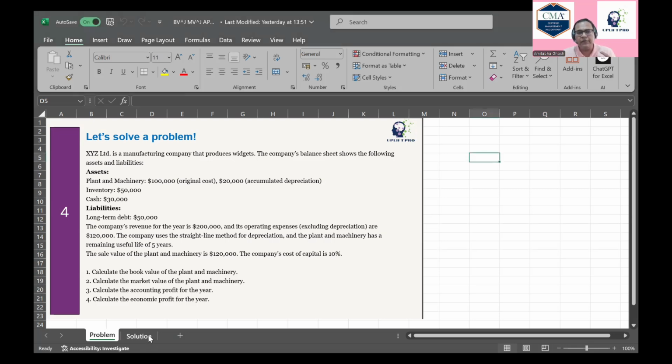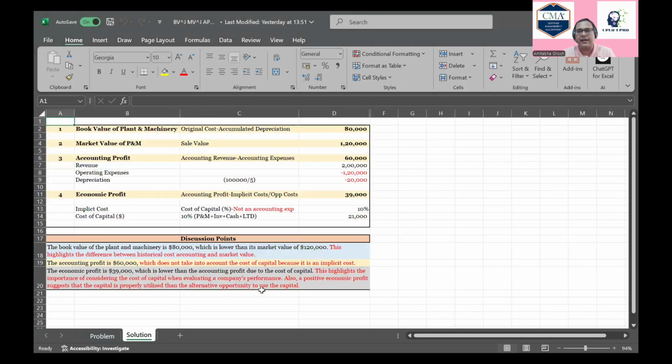If we quickly go to the solution tab, I've extracted the information and used it for the purpose of solving the problem. We know that the book value of plant and machinery is computed as the original cost minus the accumulated depreciation. 1 lakh was the original cost and 20,000 was the accumulated depreciation. So we are getting 80,000 as the book value.